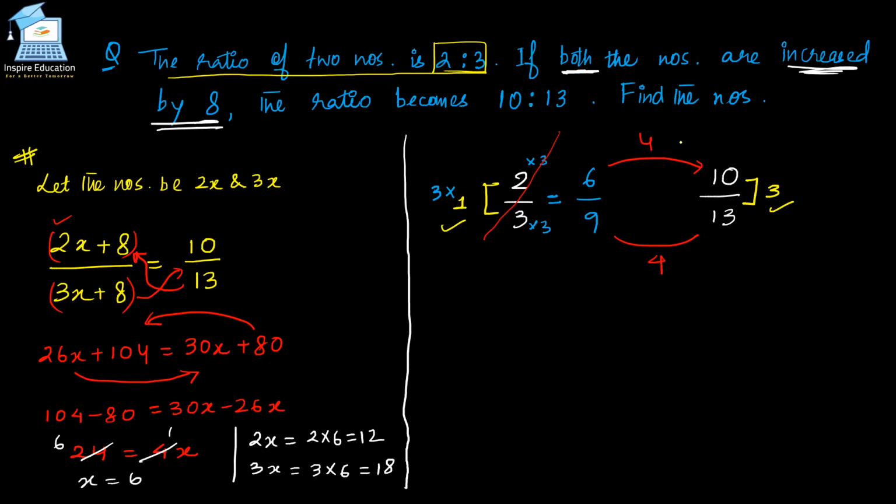But wait, we are wrong. The numbers are increased by 8 according to the question. So 4 must be equivalent to 8. If 4 is 8, 1 is equivalent to 2. If 1 is 2, 6 into 2, this is 12. 9 into 2, this is 18.